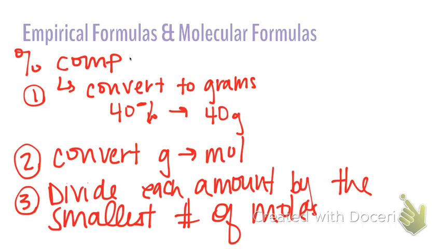Once you've divided each mole amount by the smallest number of moles, you'll have a ratio. Those will be your mole ratios to build our compound. One of those should obviously be a 1 because you had to divide something by itself. The smallest number of moles, you have to divide it by itself. So one of those will be a 1. Theoretically, the other ones should come out as whole numbers. But then step 4 would just be to build your formula.